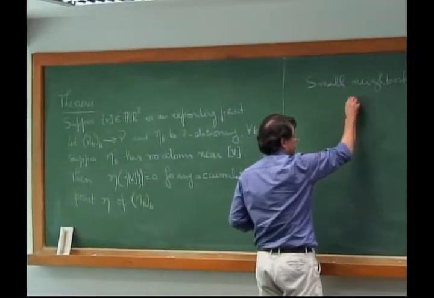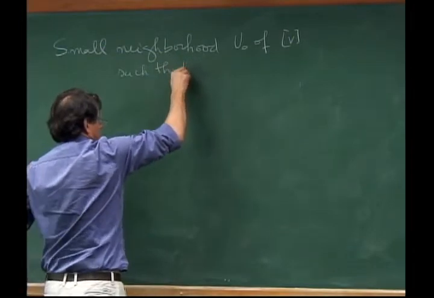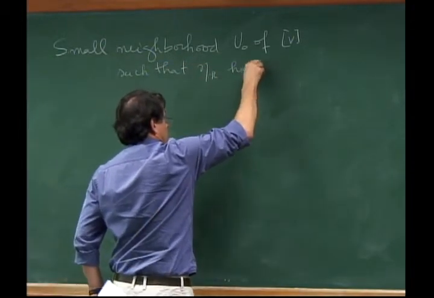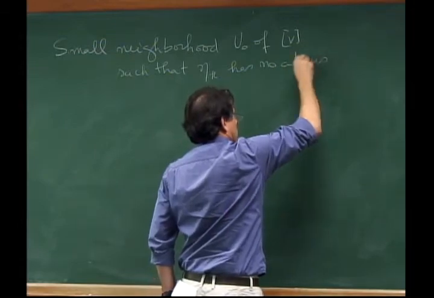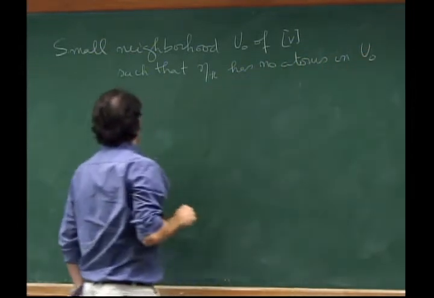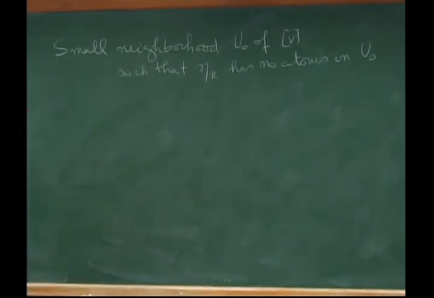Last time I was assuming that eta k has no atoms at all, but in fact the only thing I need is that it doesn't have atoms near V. So this is a small neighborhood such that eta k has no atoms in U0. And the other condition, so the proof is going to be by contradiction. Assume eta of V is positive, and we are going to get to a contradiction.